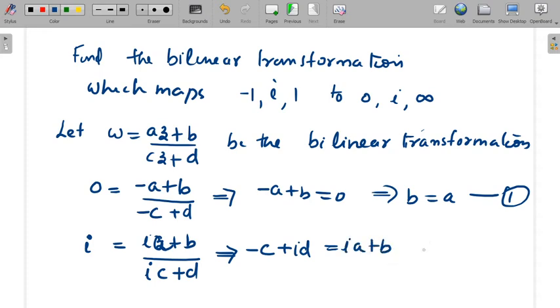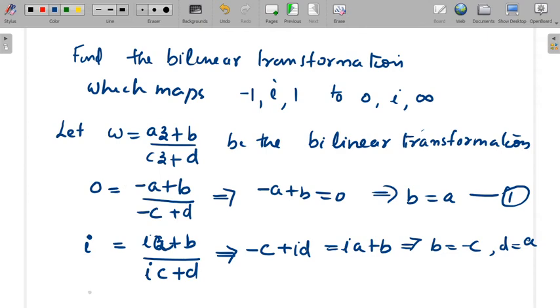And we know two complex numbers are equal if and only if their real part and imaginary part are the same. So from this we get b equal to minus c, right? And d equal to a. So now if you go for the last one, when z is 1, w should be equal to 0.